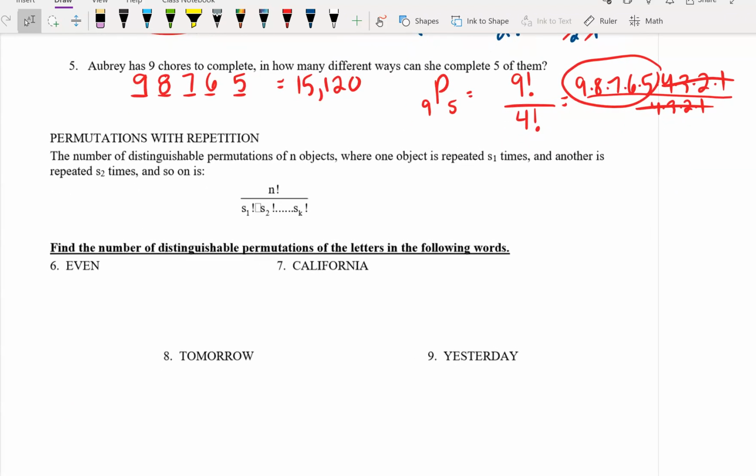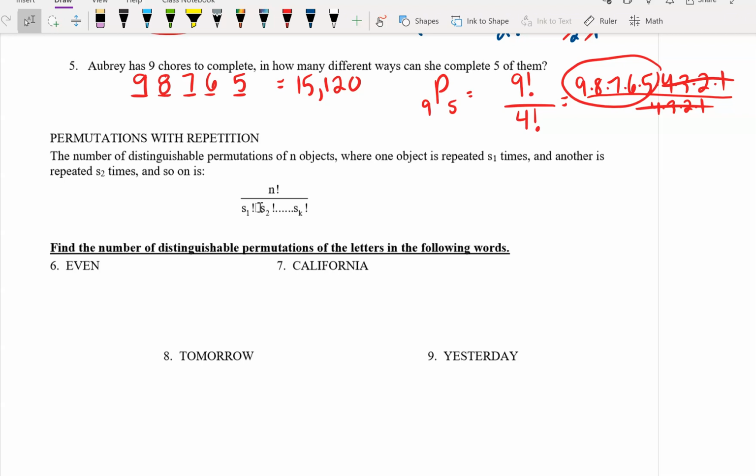Last section is talking about permutations with repetition. Usually when we're talking about this, we're talking about rearranging the letters of a word when some of the letters are already repeated. So the number of distinguishable permutations of n objects, where one object is repeated s sub 1 times, and another is repeated s sub 2 times, and so on, is this. This little box is just supposed to be a multiplication symbol, so don't really worry about that box. It's just that we're multiplying together everything that's on the bottom.